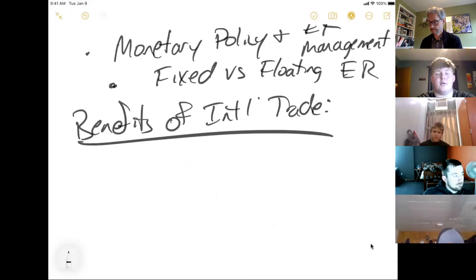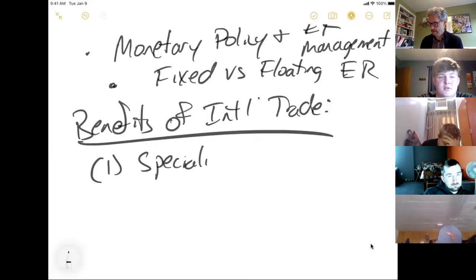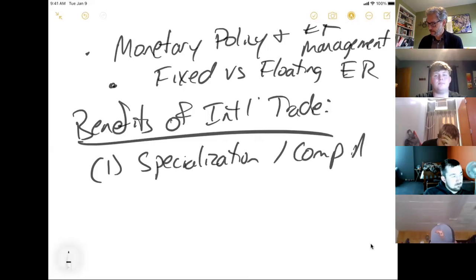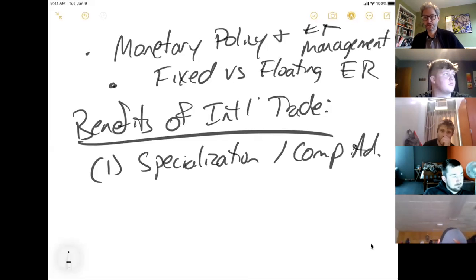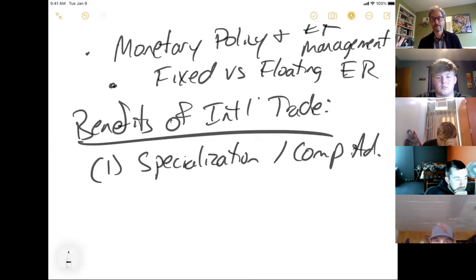We talked about specialization and lower opportunity cost producers. Yes. That's the big one. Specialization and the concept of comparative advantage. You can specialize in what you do best, meaning you can make things at the lowest opportunity cost. And so even countries that are more productive at everything can still benefit by specializing in what they do best.